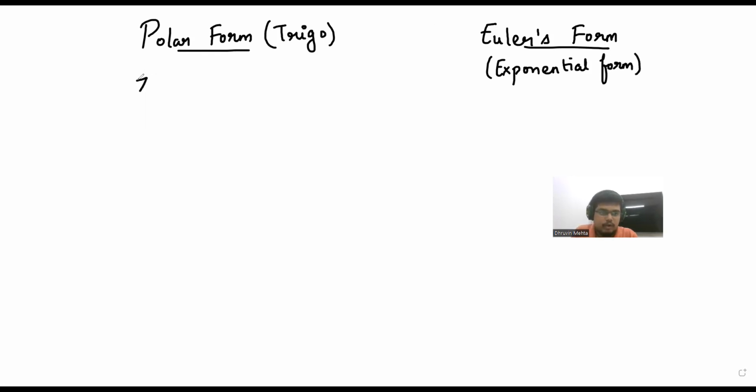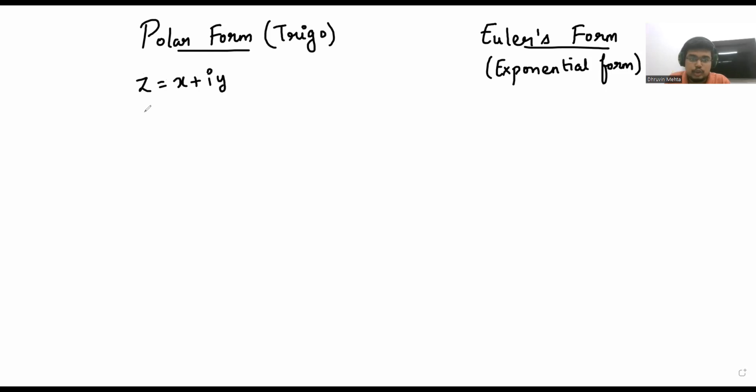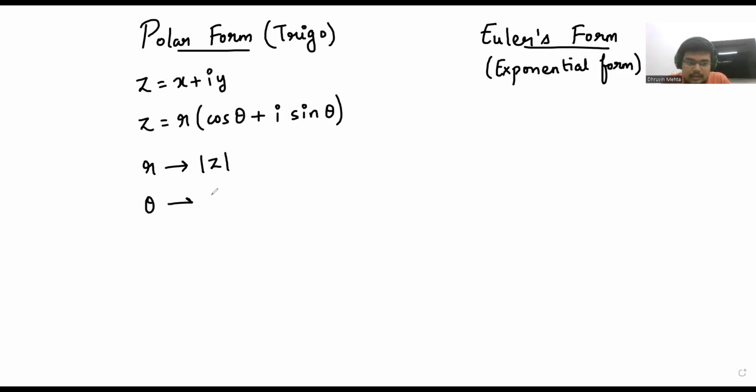So see, if we have a complex number z equal to x plus iy, which is the standard form of a complex number, then its polar form is z is equal to r into cos theta plus i sin theta. Arush, r is actually the modulus of z. We learned modulus yesterday. Yes, sir. And theta is the argument of z.